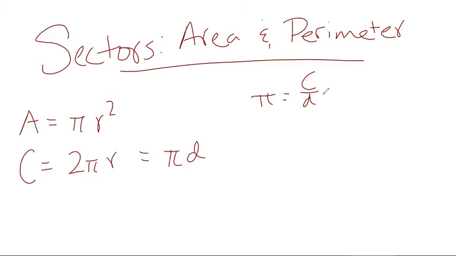And this ratio is always an irrational number, which is approximately equal to 3.14. r is just the radius of the circle, where a radius is the distance from the center of the circle to the edge of the circle. And diameter is the distance through the circle from one edge to the other edge through the center itself. And circumference is just the perimeter of the circle.